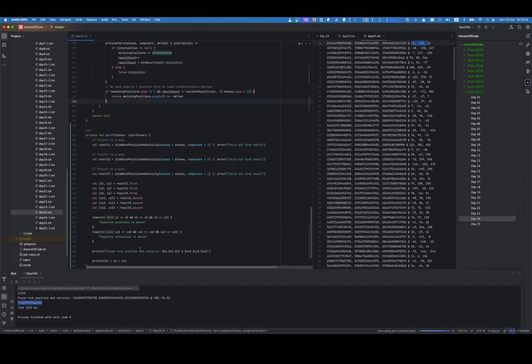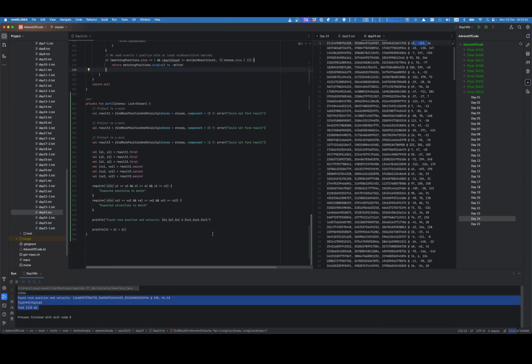And if I run this, you can also see that it runs within a second or something like that. So I was really satisfied of finding a solution.